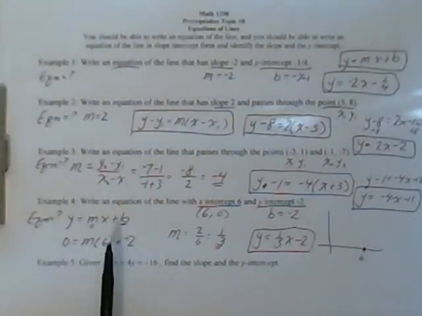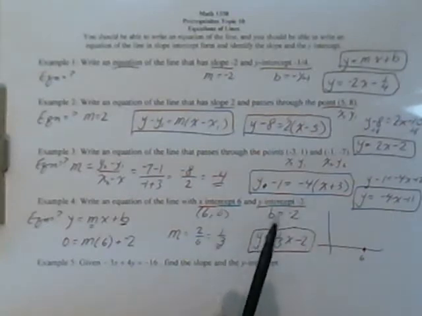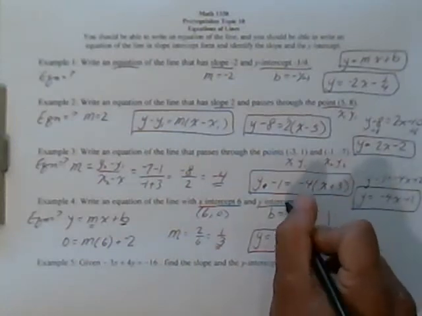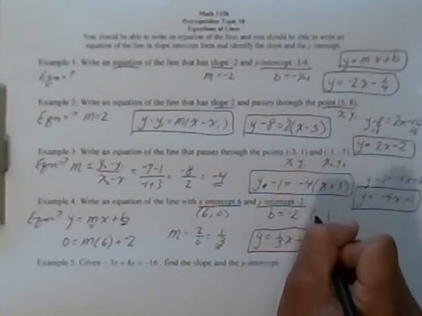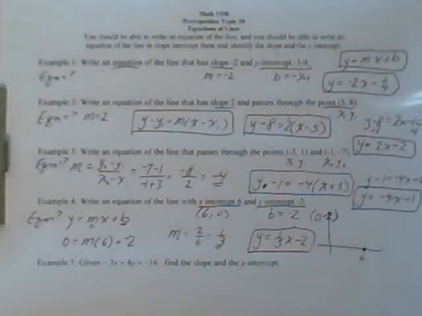Again, I'm using the slope-intercept form because it gives me my y-intercept. I could have used 2 points right over here. I could have said this coordinate of y-intercept of negative 2 is 0, negative 2 as well. And that could have worked as well.